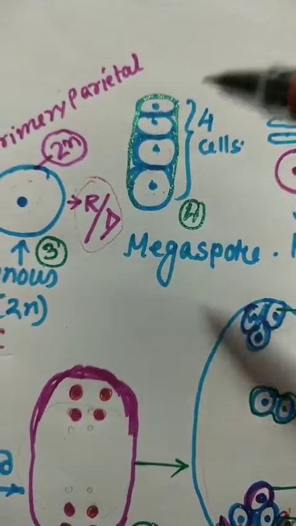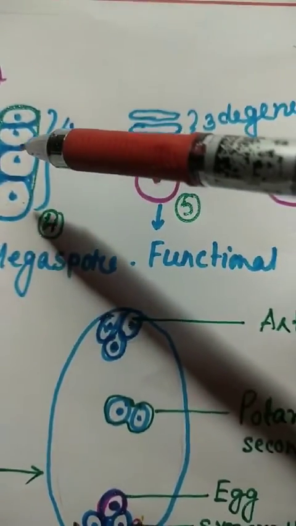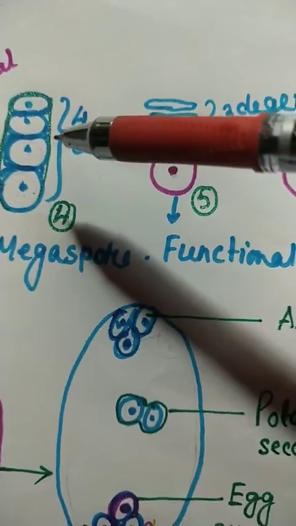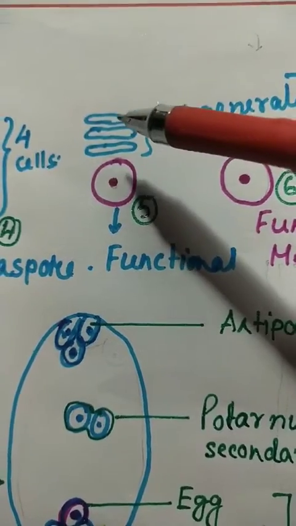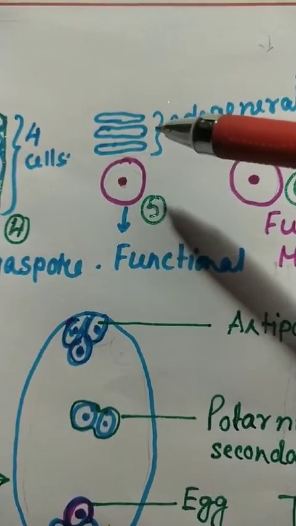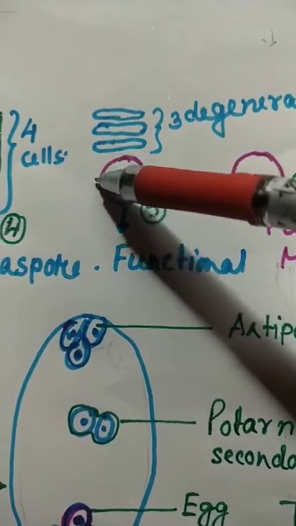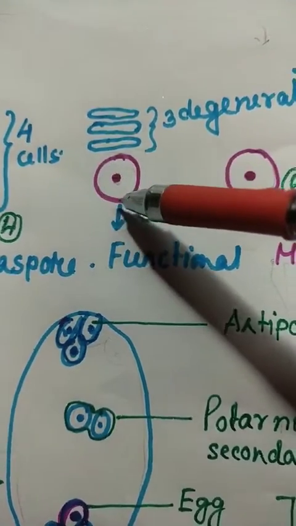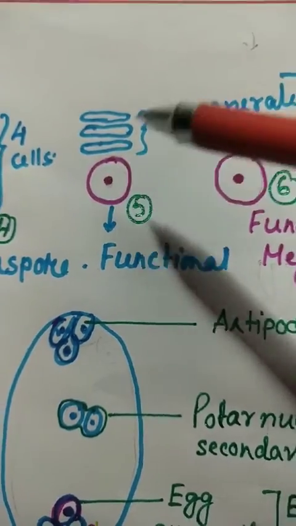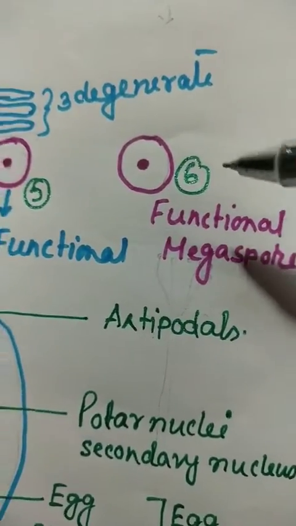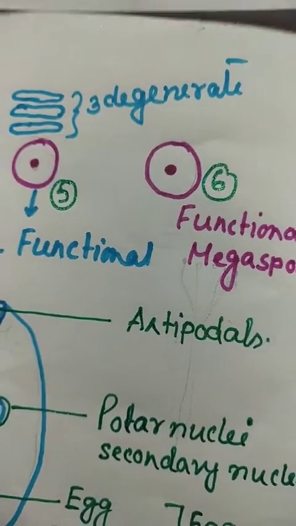See, 1, 2, 3, 4. In the next step, out of these 4 megaspores produced from megaspore mother cell, the upper 3 or lower 3 generally degenerate. I'll show upper 3. These 3 cells degenerate, and only one cell becomes functional. This functional one is called the functional megaspore.